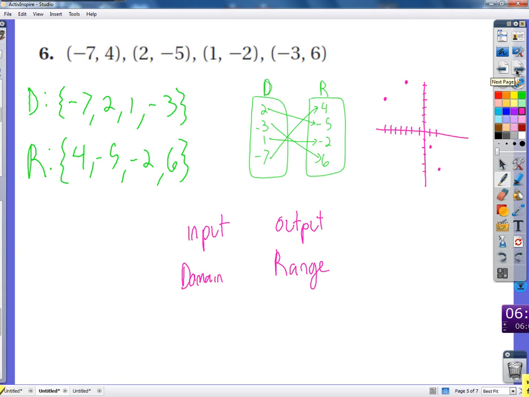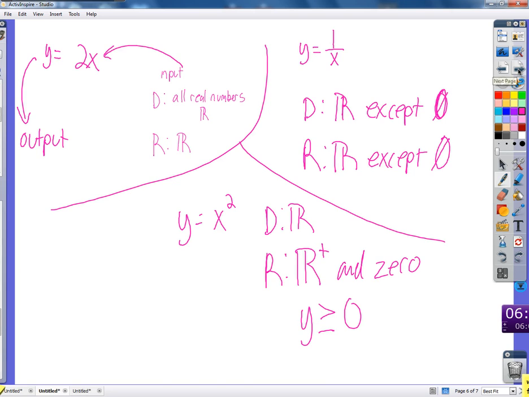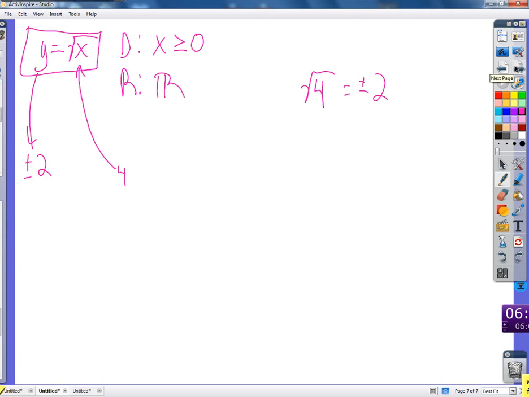But for these ones, you put in 2, you get out negative 5. You put in negative 3, you get out 6. There is no case where you put in one thing and get out two things. We can look at these equations. 2x, multiply 2 times x, you only get one answer. Divide 1 by x, you only get one answer. Divide or multiply x by itself, you only get one answer. But in this case, you get 2. Okay?